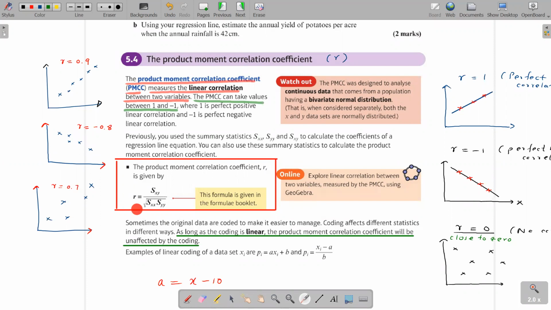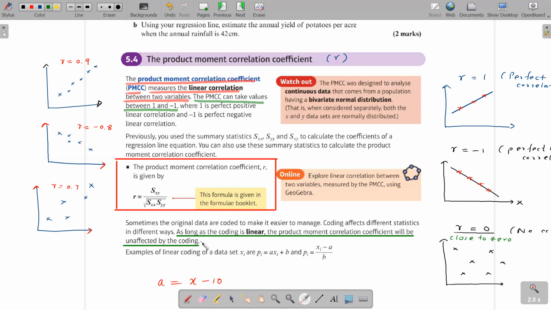So actually you know how to calculate the R value. So this is the equation. Okay, so you can calculate it. The product moment correlation coefficient R is given by R equal Sxy over square root Sxx into Syy. Okay, so at this point, you know how to calculate all of these variables. Okay, Sxy, Sxx, Syy. You know how to calculate all of them. So you substitute them into this formula and you can get your R value.